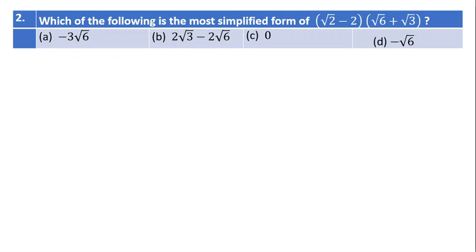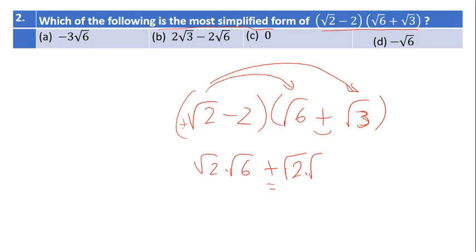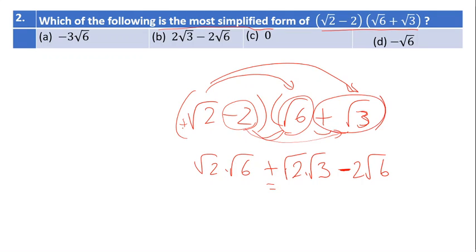So let's do the second exercise. Which of the following is the most simplified form of this? We basically will multiply, and the rule for multiplication is just the distribution rule. So square root 2 times square root 6, and square root 2 times, we need plus, so it's right here plus, don't forget this, square root 3, so square root 2 times square root 3, and then we have negative 2 square root 3. You multiply them, and don't forget the negative here: negative 2 square root 6, and this one here, you multiply them, so you get negative 2 square root 3.